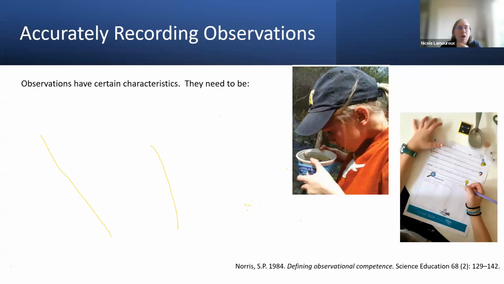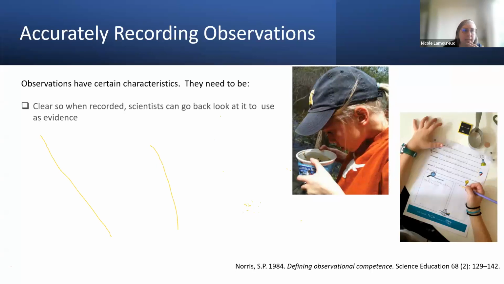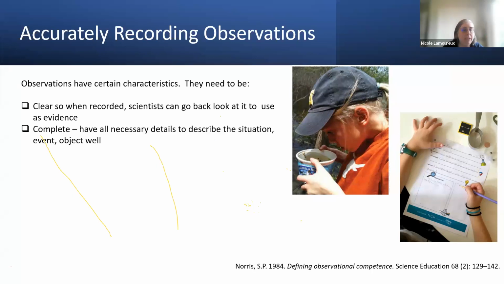There are criteria, or characteristics, for accurately recording observations, as grade 3 says. However, we can always guide and help in grades 1 and 2 as well. So there are some competencies with recording observations, and I'm going to highlight these. It should be clear when recorded, and we learned this in grade 1: scientists go back and use it as evidence. They're going to look over their data or observations and make conclusions, so they should be able to read their notes, pictures, or words. It should be complete and have all necessary details to describe the situation, event, or object well.